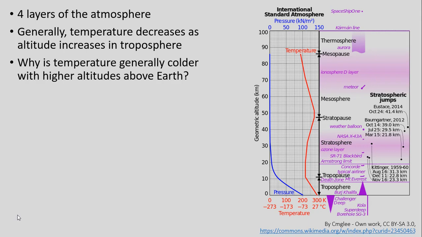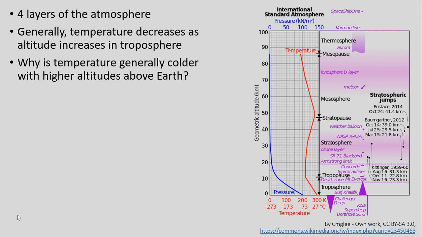We've talked a little bit through this before, but just to go over some of it, we can see once again our four layers of the atmosphere that we had based on temperature. Generally, temperature decreases with altitude, at least in the troposphere, that first layer closest to the ground. Then going up, we have the stratosphere, the mesosphere, and the thermosphere, going out to the outermost layers of what we consider Earth's atmosphere. Generally we're seeing this temperature decrease, but we haven't really talked about why we have temperature generally getting colder with higher altitudes above the Earth.